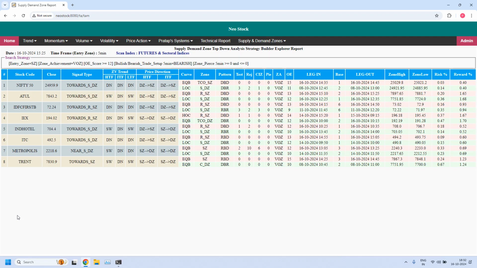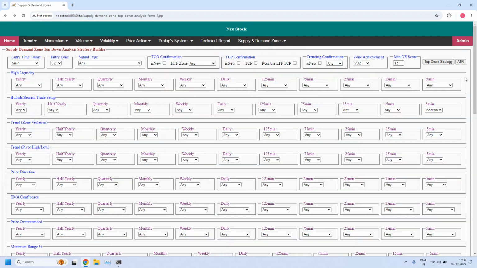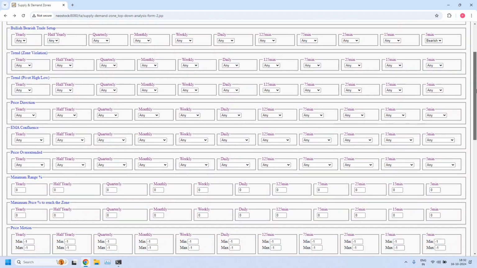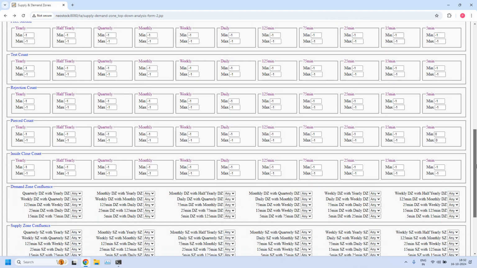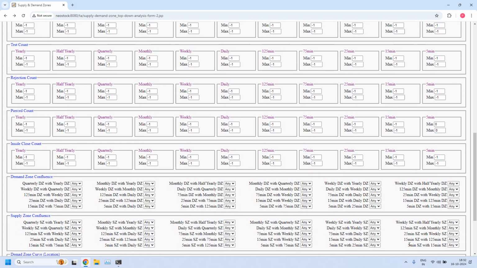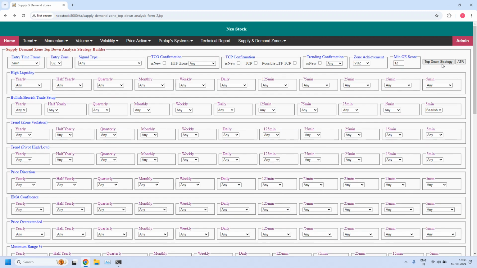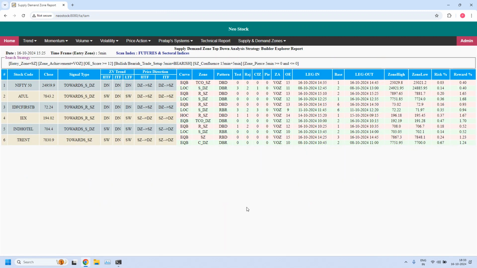For that, first let us verify LTF and ITF confluence supported stocks. That means 5 minute supply zone should be part of the 15 minute supply zone. So I am enabling the filter 5 minute supply zone with 15 minute supply zone confluence. Let's filter. Now out of 8, 6 stocks are filtered.